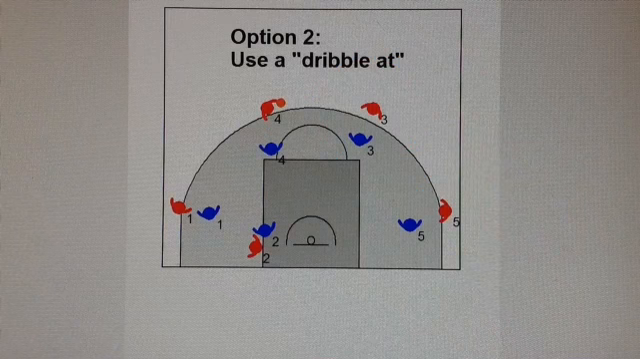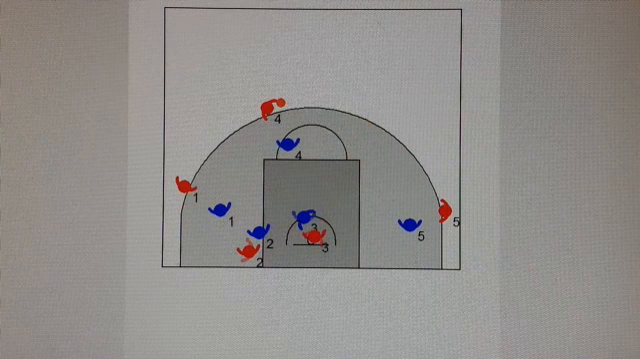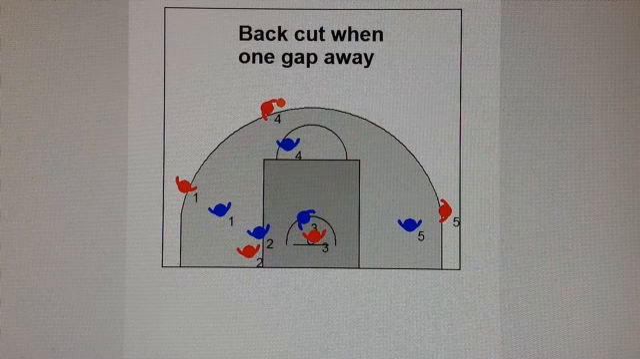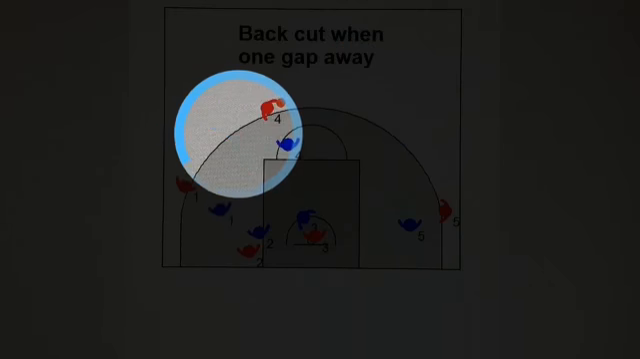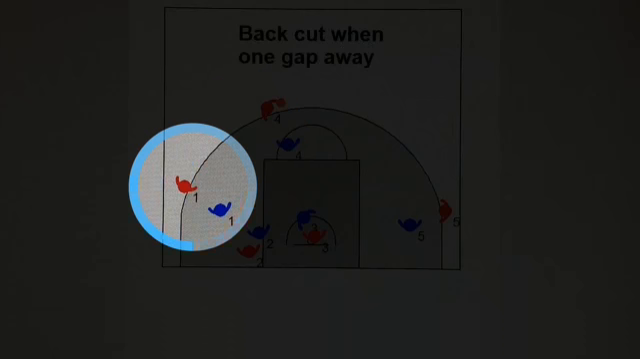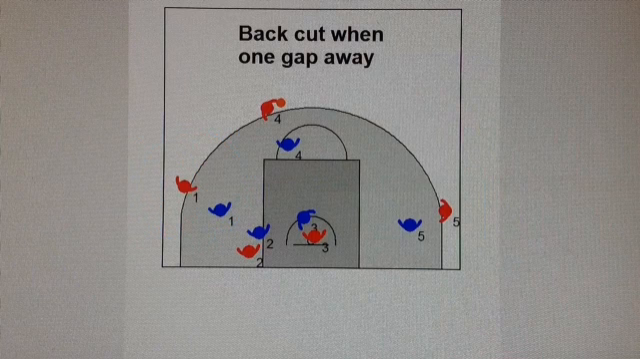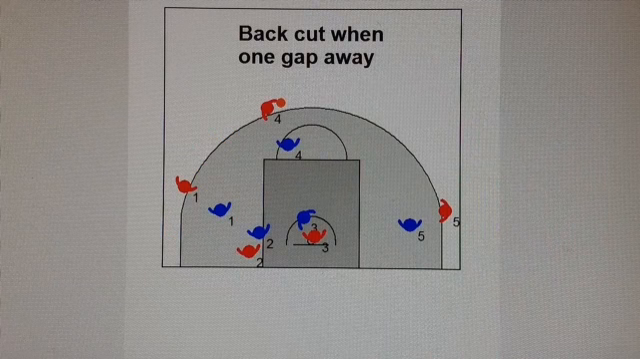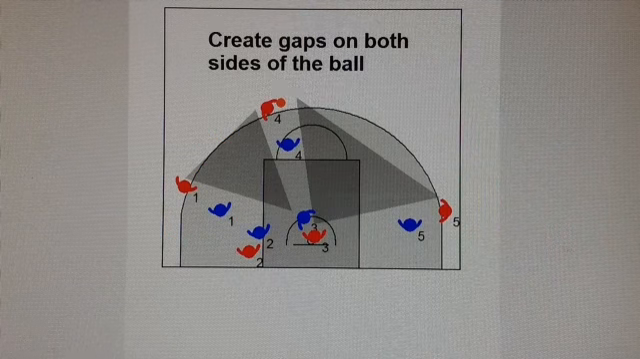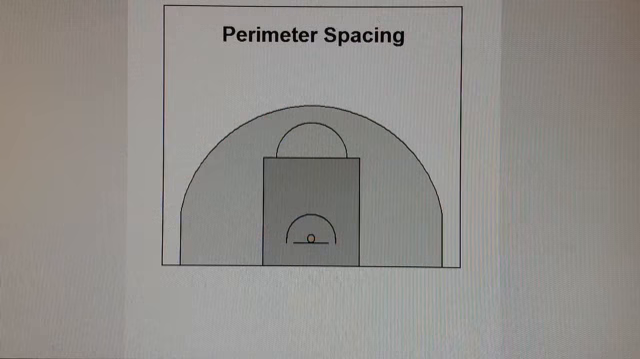she is now going to make that good backdoor cut, and again, what have we created? We've created our double gaps on either side. Notice that player 1 is not following too quickly. She's staying about a gap and a half away. So now when player 4 does pick up the ball, we have a chance for a double gap on either side. Very, very important concept in today's offenses.